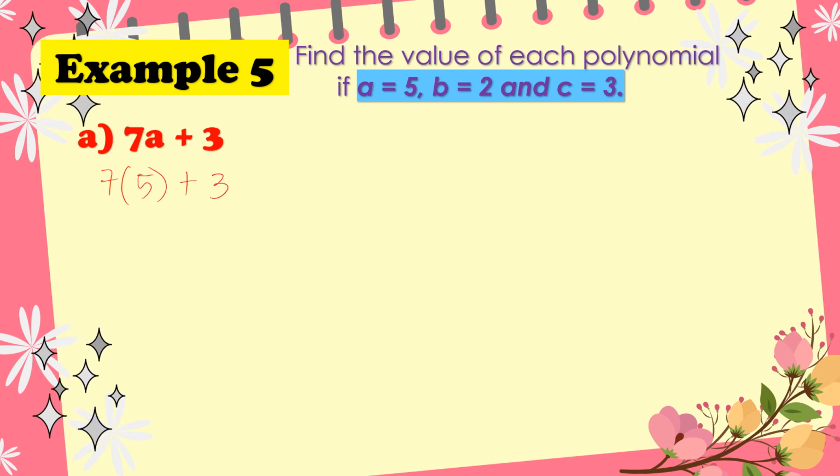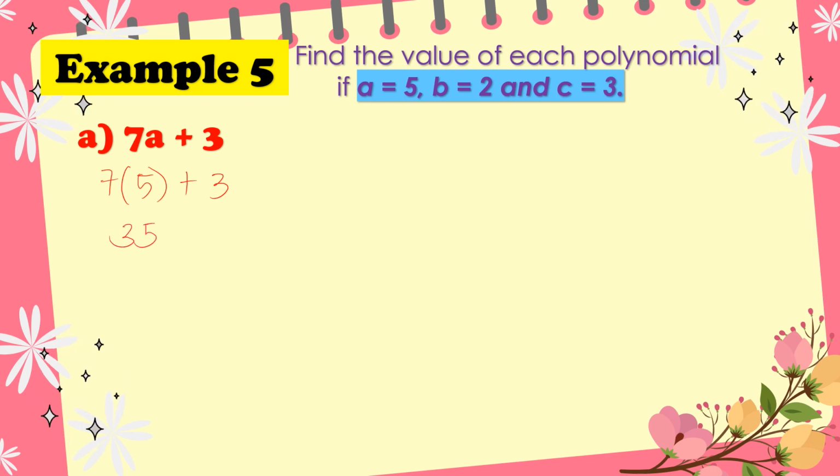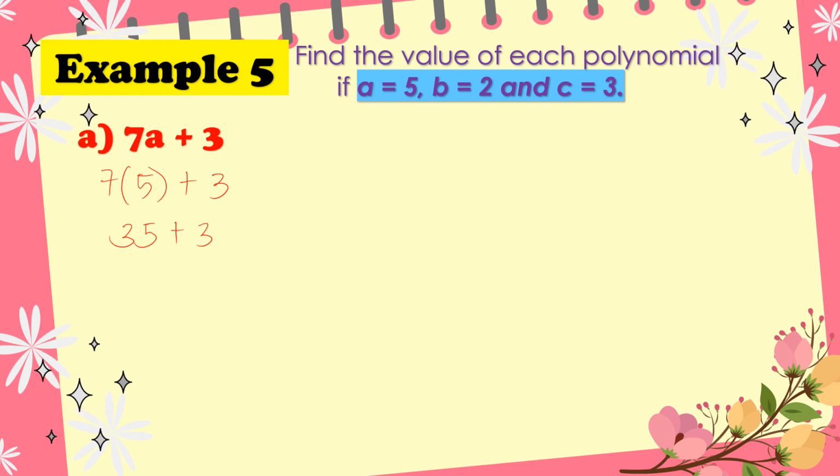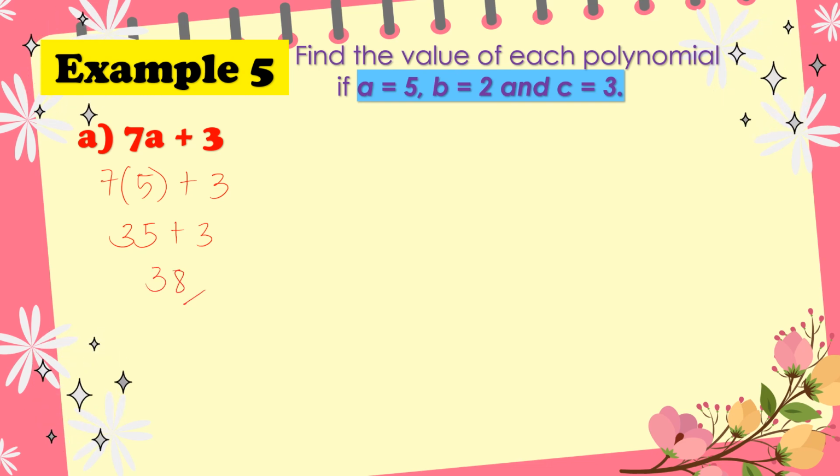Then, simplify muna natin yung multiplication. 7 times 5 is 35 plus 3. So, the value of our polynomial is 35 plus 3, which is 38.